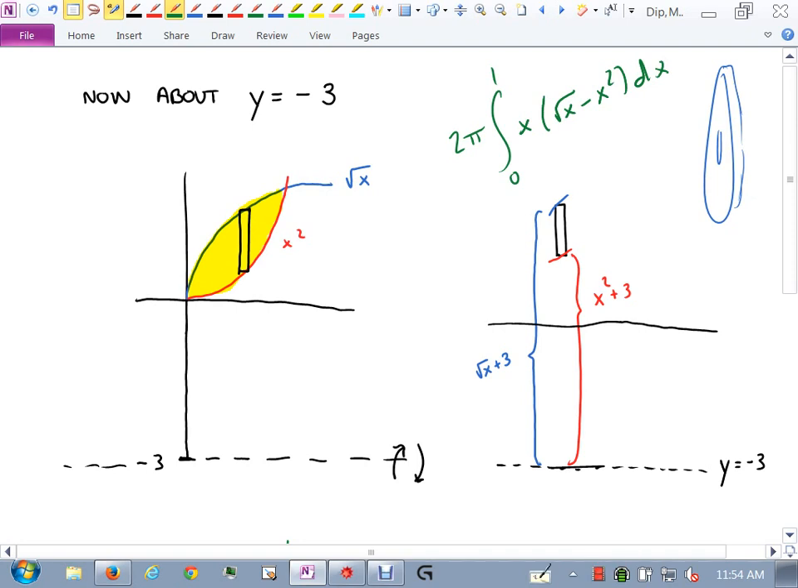One thing that I've told students in the past is, if you're confused on the method, if your rectangle is perpendicular to your axis of rotation, see, this rectangle is perpendicular to this axis, you're going to be using washers, f squared minus g squared. If your rectangle is parallel to your axis of rotation, you're using the other method, which is called the method of shells, cylindrical shells.